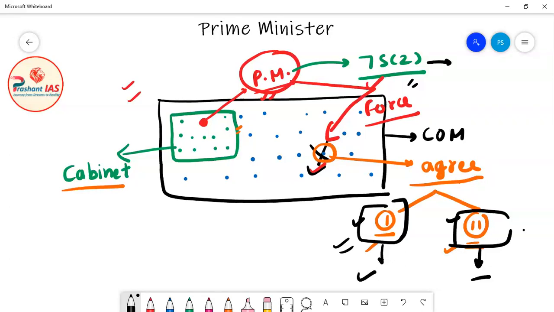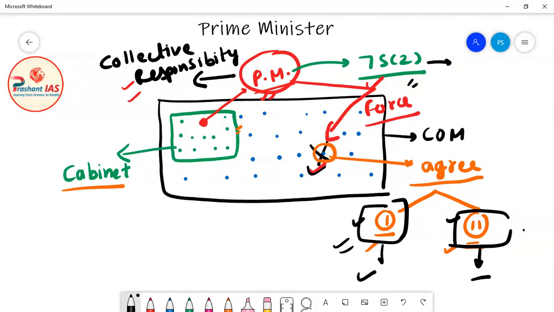So on the basis of the above story, we can conclude that it is the Prime Minister who ensures the collective responsibility of the Council of Ministers towards Lok Sabha. So who ensures the collective responsibility? The Prime Minister of India ensures or brings the collective responsibility of the Council of Ministers towards Lok Sabha. So this is the eighth power of the Prime Minister of India.